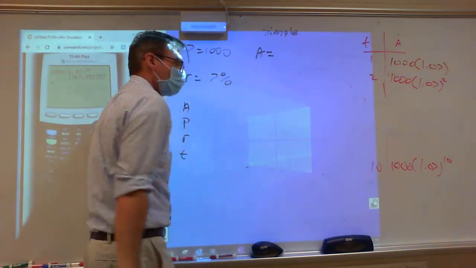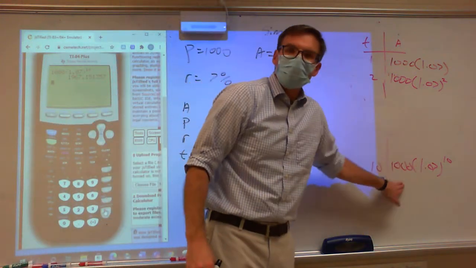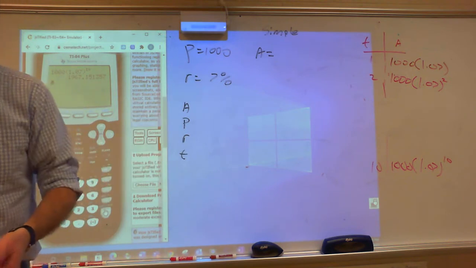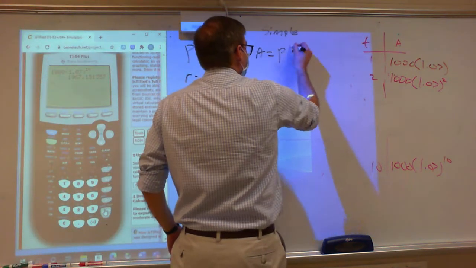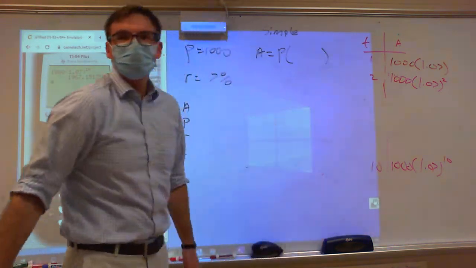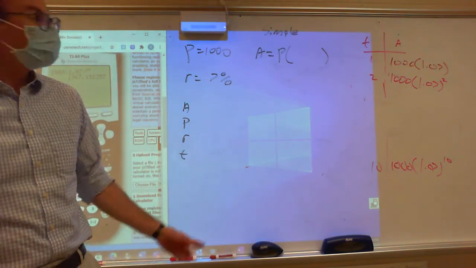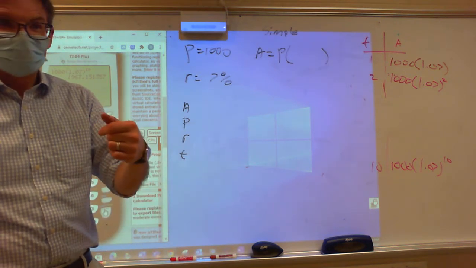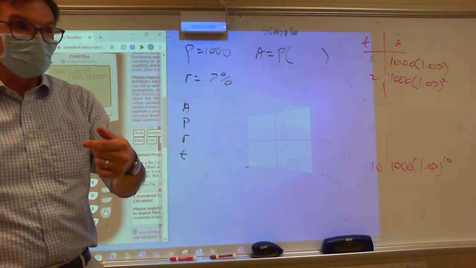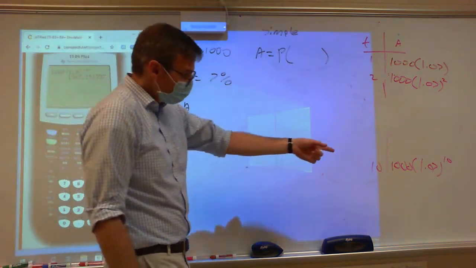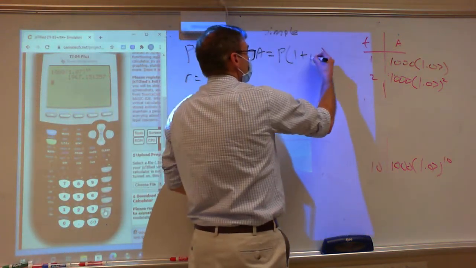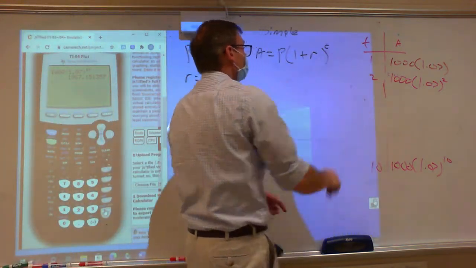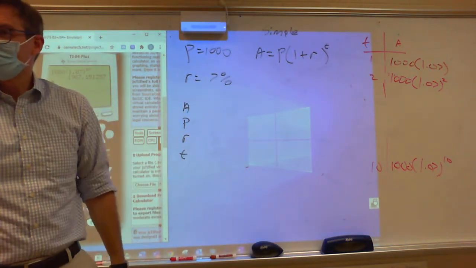Amount equals this. What's the 1,000? It's my initial. So what letter do I use for that? P. What goes in here? Not R, because R is going to be 0.07. 1 plus R. Are we okay with 1 plus R? Right? Because we got to get the 1.07, so this is going to give us 1 plus R. And what goes for your exponent? T. And this is your simple interest formula.